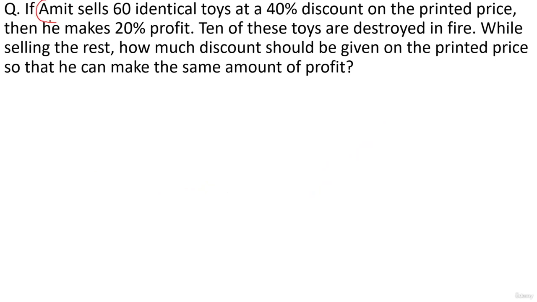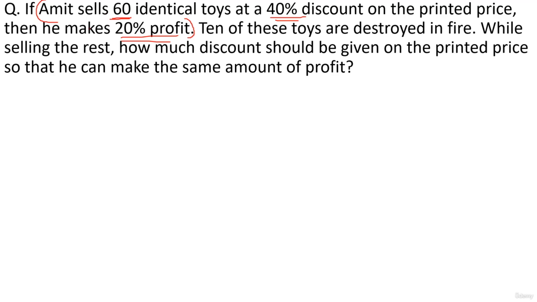Now let's focus on the very first line, guys. If Amit sells 60 identical toys at a 40% discount on the printed price, then he makes 20% profit. We have been given 60 identical toys ka value, and we have been given the percentage discount and the percentage profit. Always remember, whenever you have been given the percentage discount and the percentage profit, this is basically there to establish the relation between the cost, selling, and the mark price.